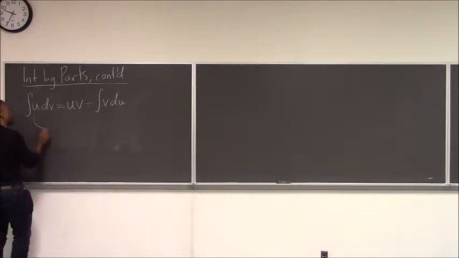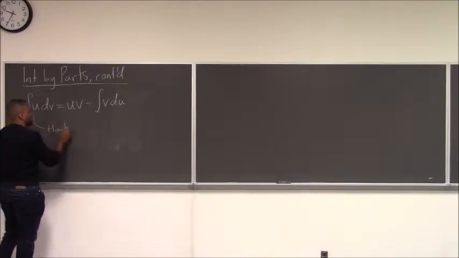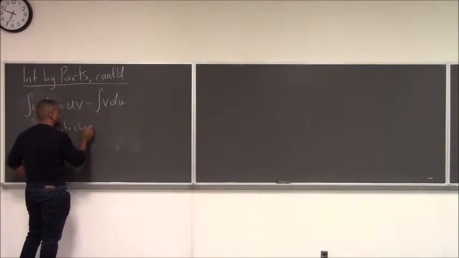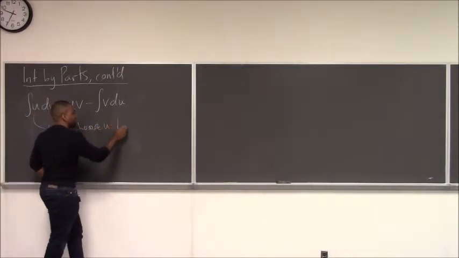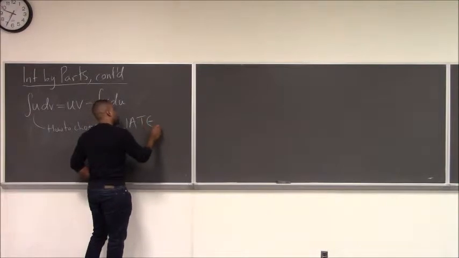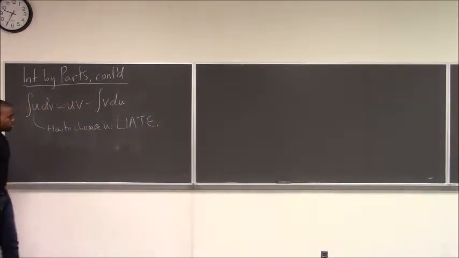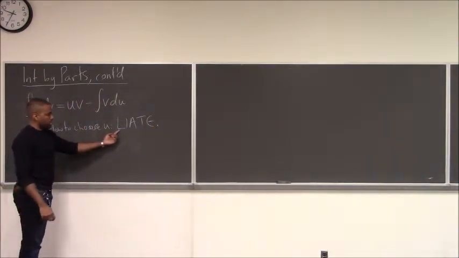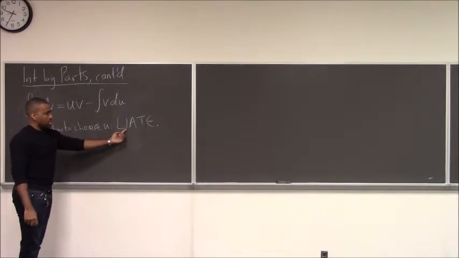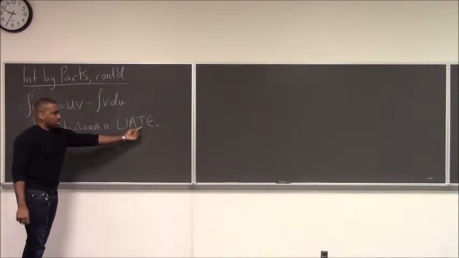How do you choose the U? Use LIATE. You choose the U in this order. And L stands for logarithms. Inverses. Algebraic. Trig. Exponents. Okay.